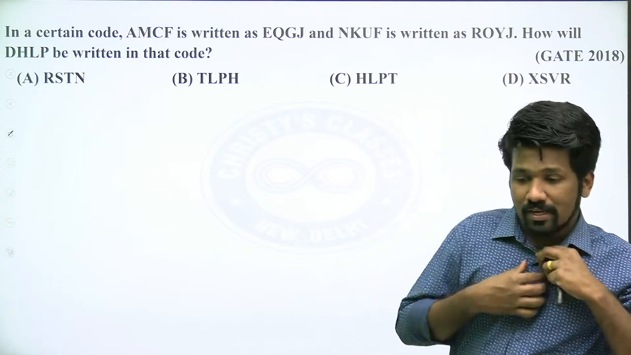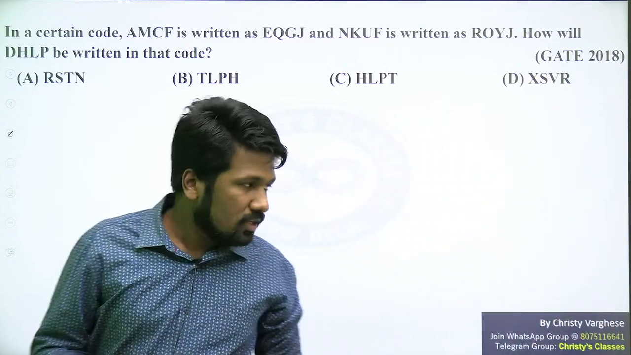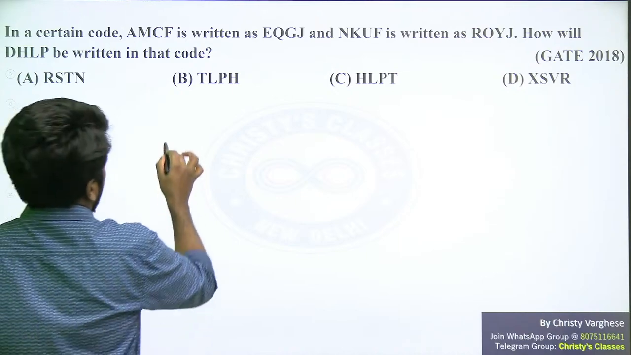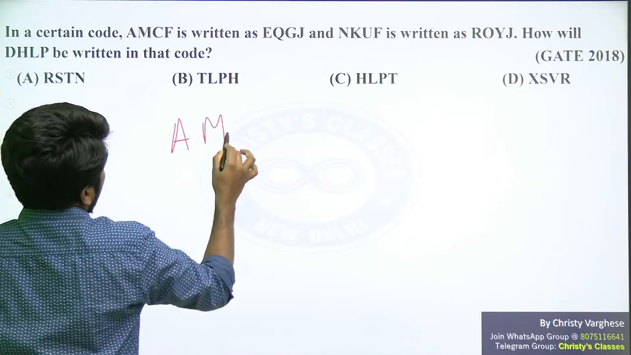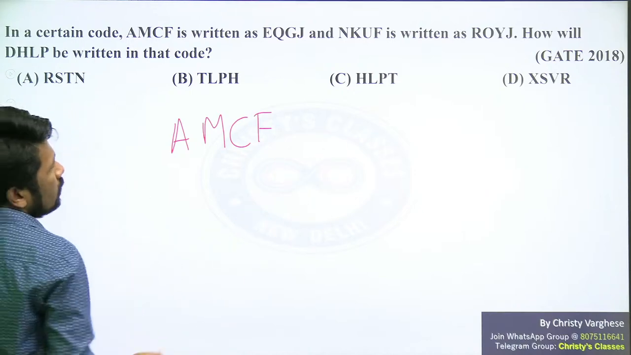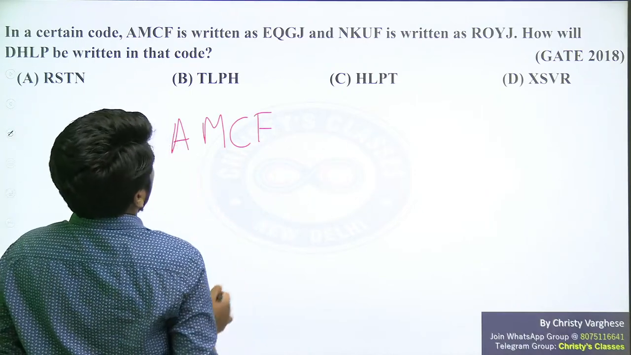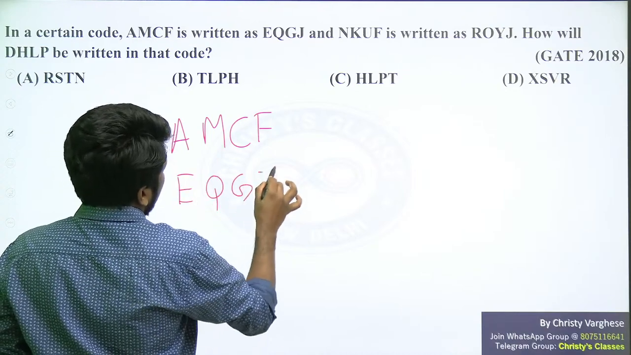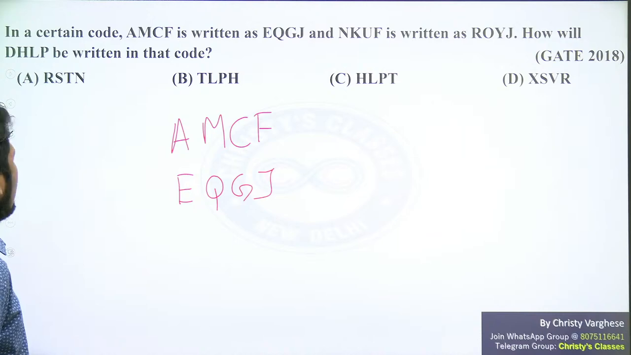Okay, so let's see how to do this question. Very simple question itself, but as I told, this is a common type that is repeated in many competitive exams. In the GATE exam, this was asked in two different question papers. AMCF is written as EQGJ. Let us see how that can be written.